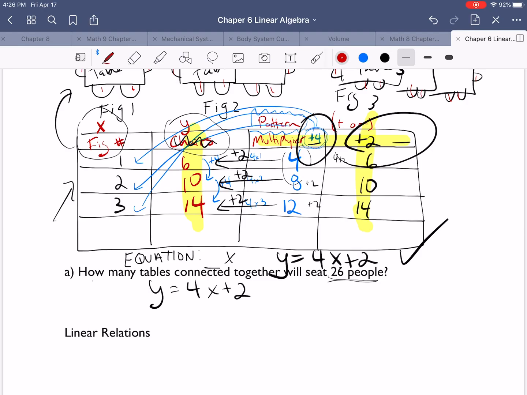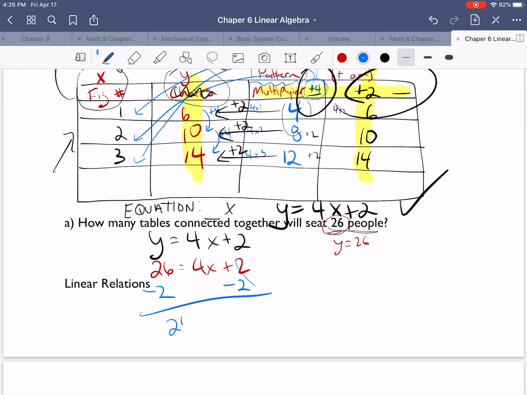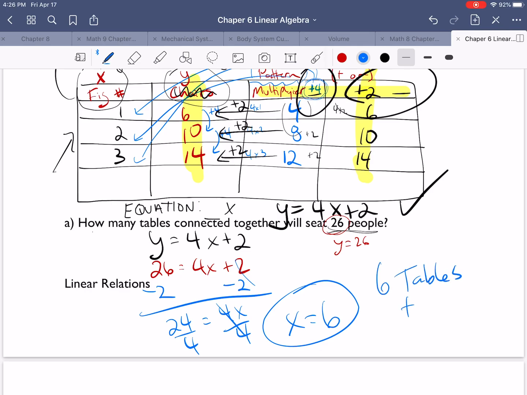So this is the y. So we just take this. We know it's the y. So we put 26 here equals 4x plus 2. We solve it like a pro. Minus 2 minus 2. 26 minus 2 is 24 equals 4x. We divide by 4. X equals 6. So that means that there'd have to be 6 tables to seat 26 people.